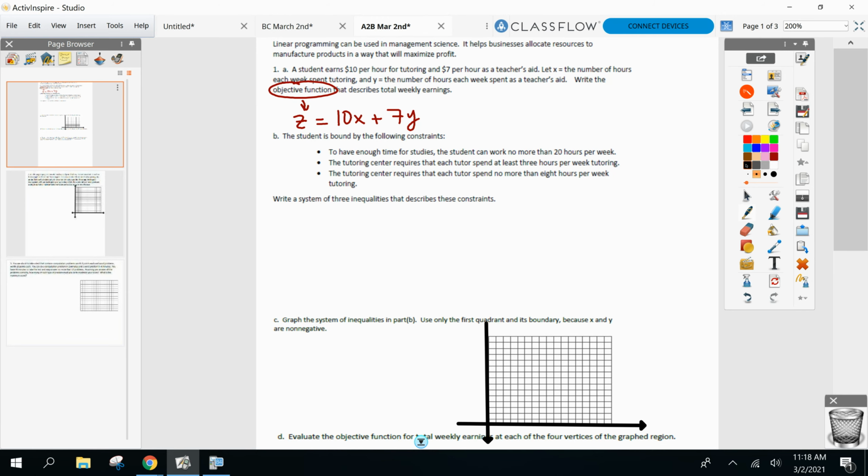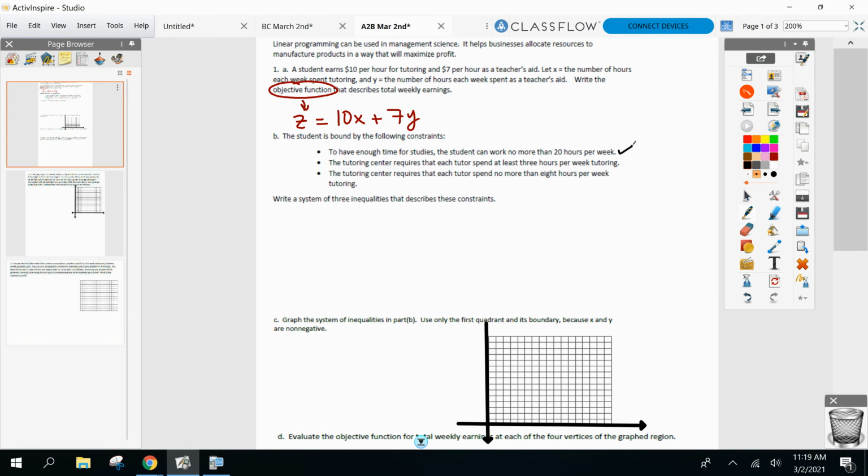First inequality, you can work no more than 20 hours per week. There's the first inequality right here. No more than 20 hours a week you can work. The number of hours cannot be more than 20. Money has nothing to do with this. The number of hours can be no more than 20.